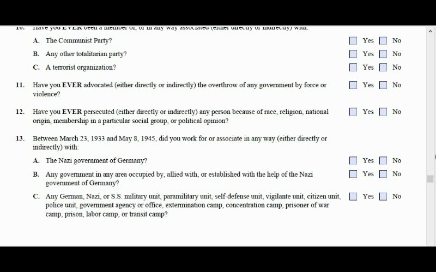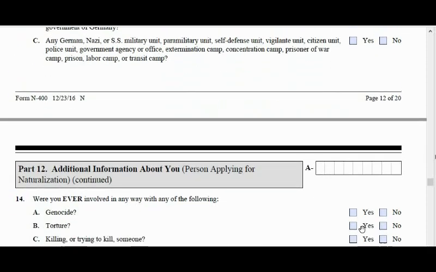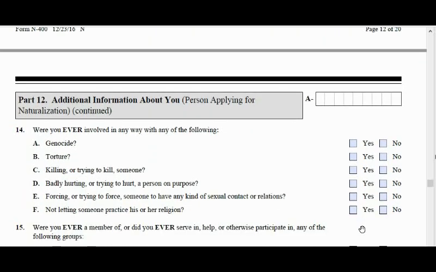So if you ever associate yourself with the Nazi government or government of Hitler, then you check yes. If it's not the case, check no. Okay. Then from there, we're gonna move to part 12 of the application.